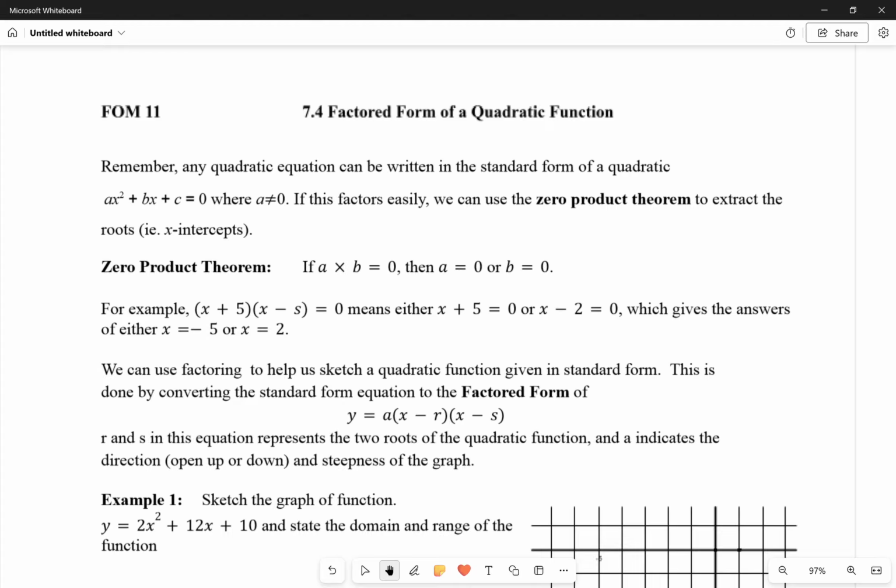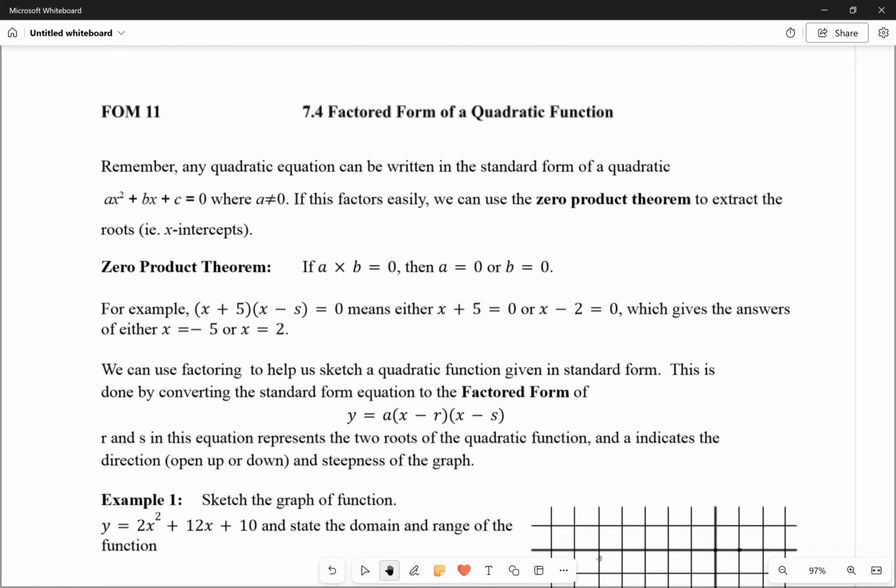We're talking about the factor form of quadratic functions today. We've done a few days of factoring quadratics, and I told you that there was a point to this, and this is where the point comes in. Okay, so let's do some quick review.